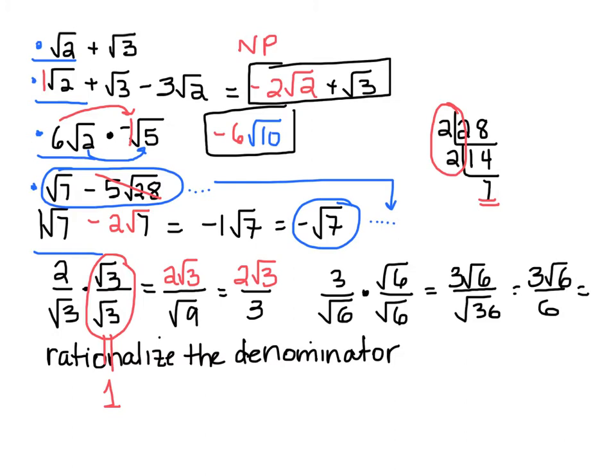Now, remember what I said? Outside numbers can talk, inside and outside can't talk. So this is one term on the top and one term on the bottom. So I can simplify: 3 goes into 3 once, into 6 twice. So my final answer is actually going to be square root of 6 over 2.